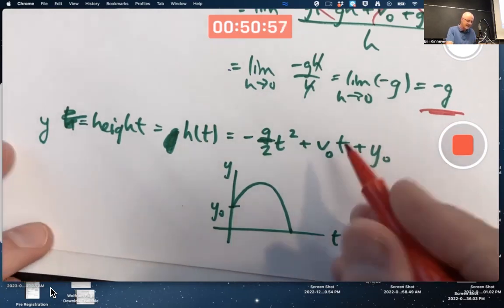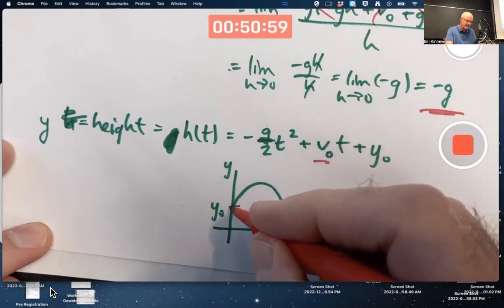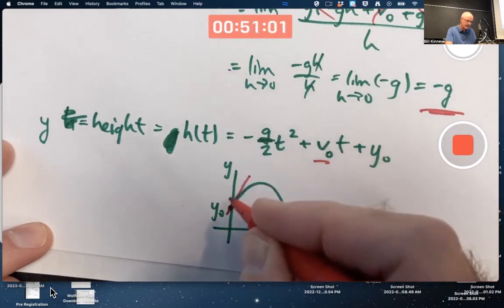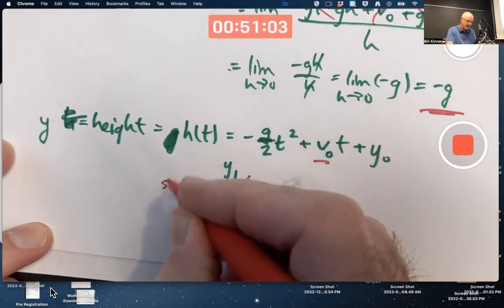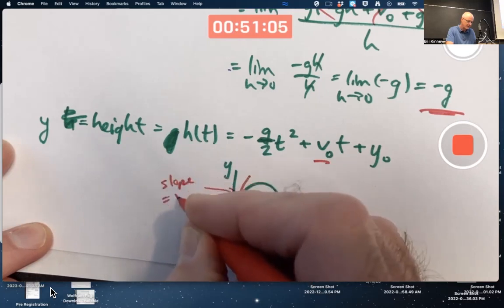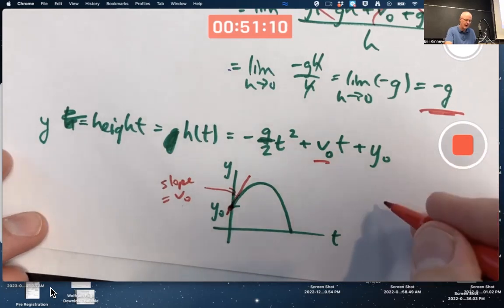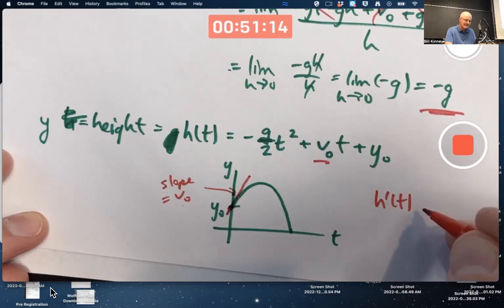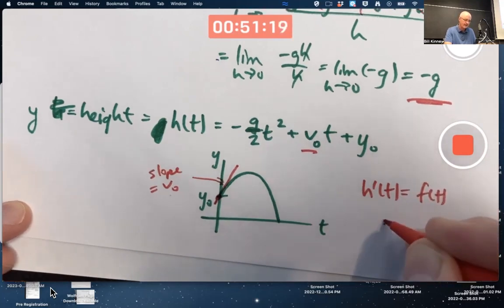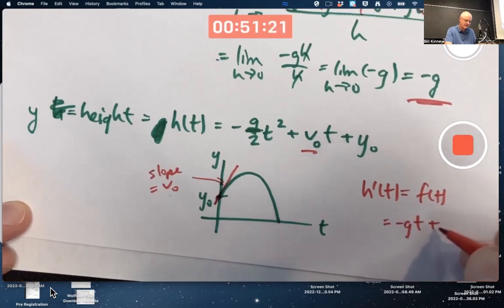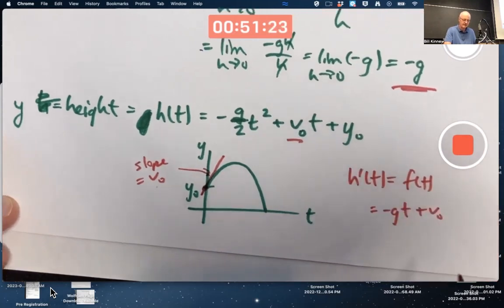It turns out that v sub 0, the initial velocity, is the slope of the tangent line at t equals 0. The slope of that equals v sub 0. More generally, it turns out that the derivative of y with respect to t, h prime of t, is the velocity, f of t: negative g t plus v sub 0. And you can see if you plug in t equals 0 there, you get v sub 0. You get the slope of that tangent line.